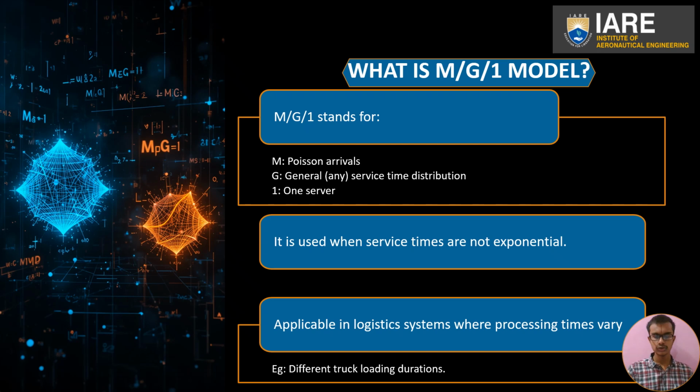Now let's go through MG1 model. In MG1, M stands for Poisson arrivals, G stands for general service time distribution, and 1 stands for 1 server. Just like in MM1 model, it is used when service times are not exponential, and it is applicable in logistics systems where processing times vary. Best example for this is different truck loading durations.